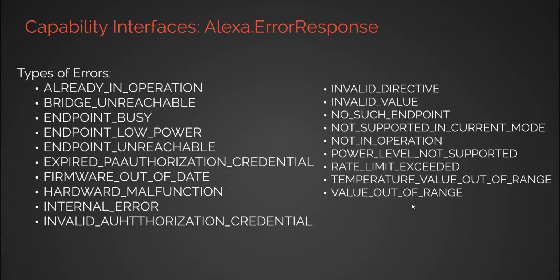Invalid value, let's say we set a temperature that doesn't make sense or something that is out of range. Let's say that we're setting a percentage in brightness or something like that, which is not really humanly possible. Think about a child saying some crazy stuff to a light. All of those types of scenarios could definitely happen. Let's say you're trying to access an endpoint that's no longer available. No such endpoint would handle that.